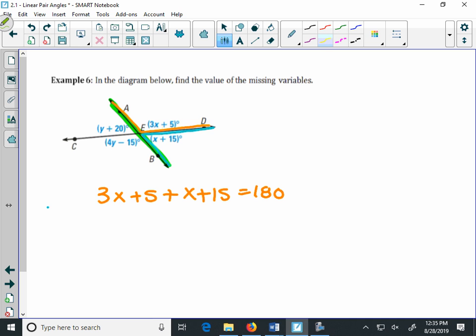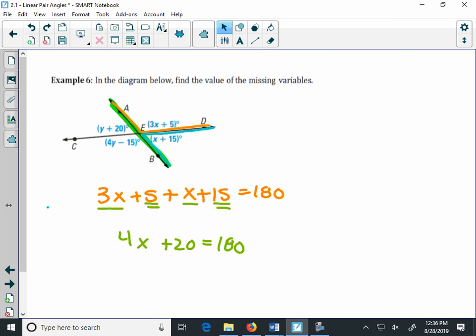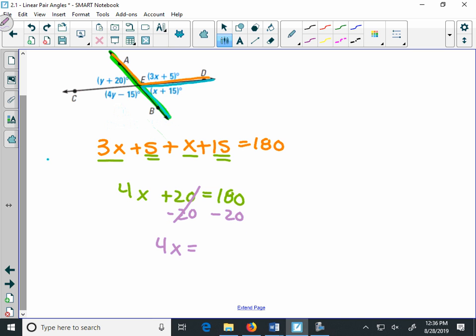So again, when we solve, what do we have to do? What terms? We get 4x plus 20. And then again, it's a nice little two-step equation. Move the 20 over. Divide by 4. 160 divided by 4 is what? What is it? 40.